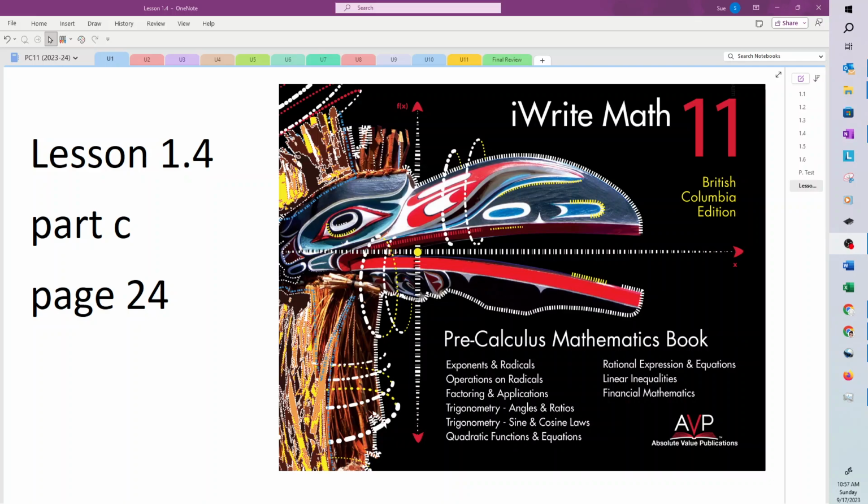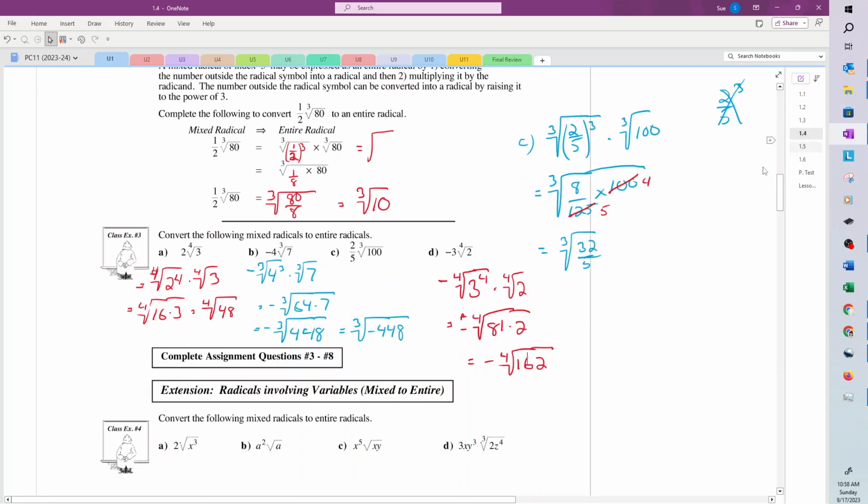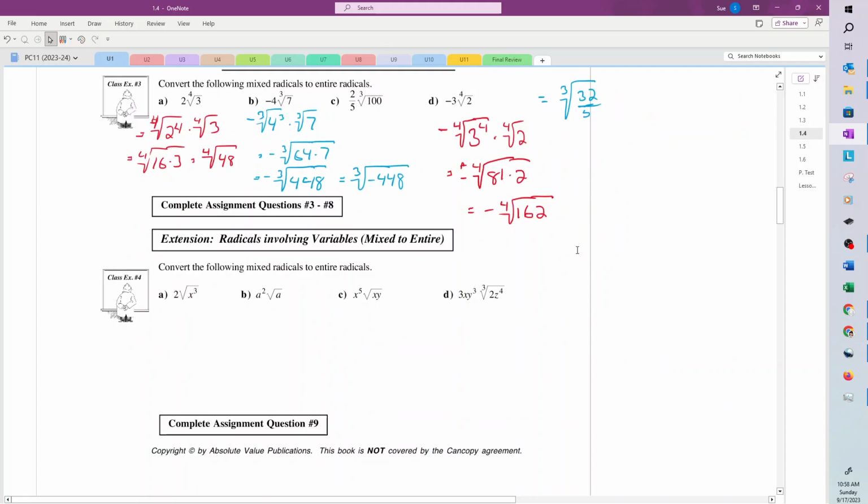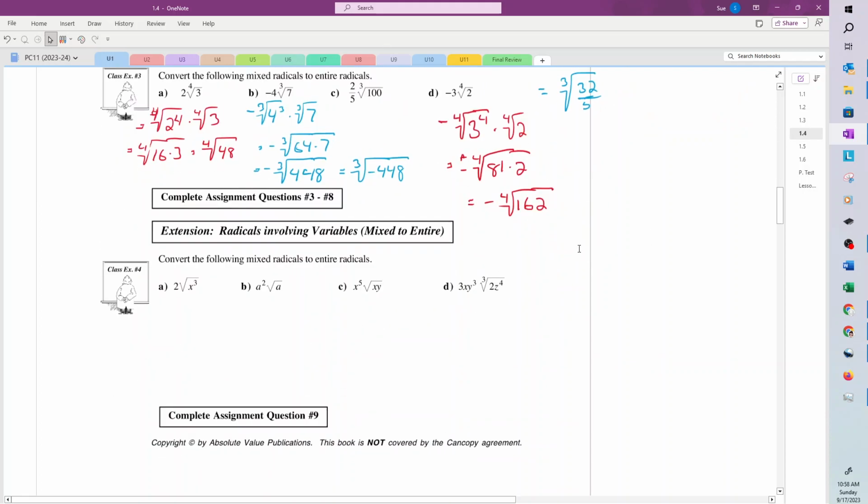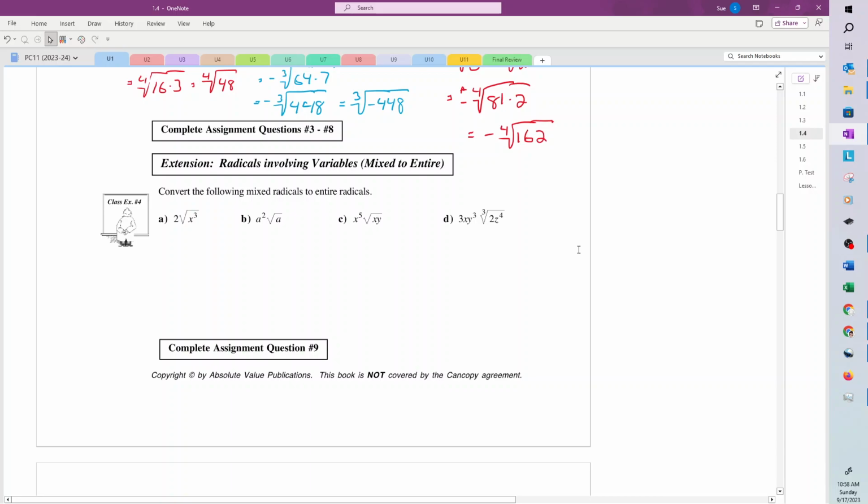Okay, third and last video of lesson 1.4, Pre-Cal 11. We are now doing this converting radicals, mixed radicals to entire radicals, but involving variables this time. And as always, the process is the same.